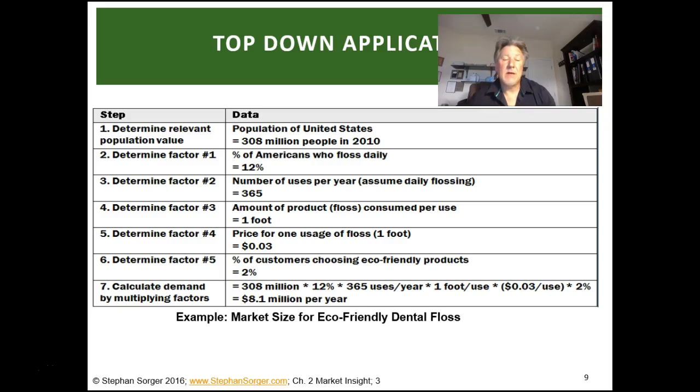You have to get additional data in terms of number of uses per year, which is 365, and you actually can get from, again, ADA and other sources relative to use of dental floss down to the level of the amount per day, which is 1 foot. Not in my case, I think I use a little bit more than that, but the price for that 1 foot, which is 3 cents.